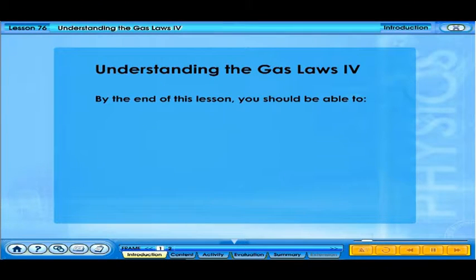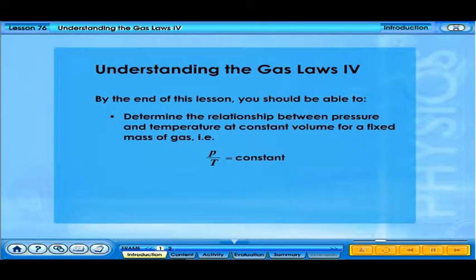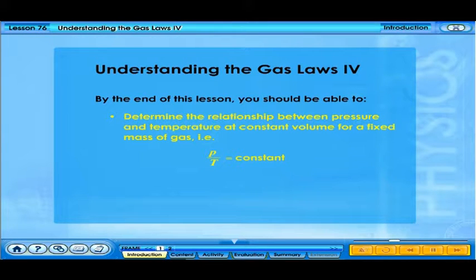By the end of this lesson, you should be able to determine the relationship between pressure and temperature at constant volume for a fixed mass of gas, that is, P over T equals a constant.